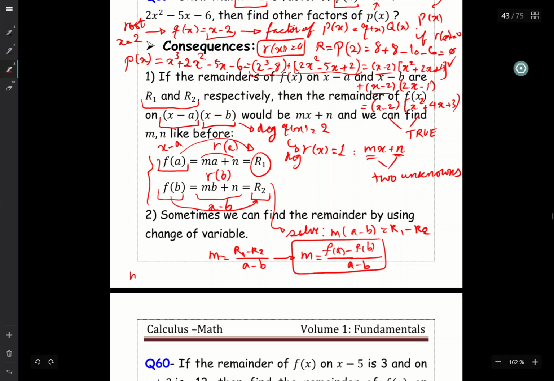Okay? And what is n? n is r1 minus m times a. R1 minus r1a minus r2a divided by a minus b. R1a cancels out. R1b plus R2a divided by a minus b. Therefore, n is a f of b plus b f of a divided by a minus b. This is also a nice form that we can remember. So it's better to remember this. Okay?